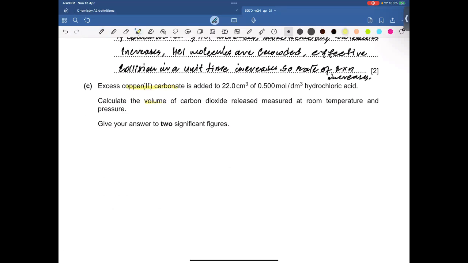Excess copper carbonate is added to 22.0 cm cube of hydrochloric acid. So I know the concentration and volume of hydrochloric acid, which means I can find the moles of HCl. So first of all, let's find the moles of HCl. 1000 cm cube of HCl contains 0.50 moles.